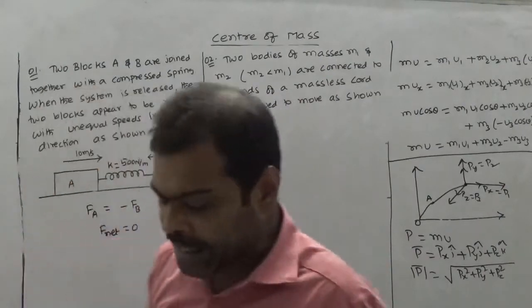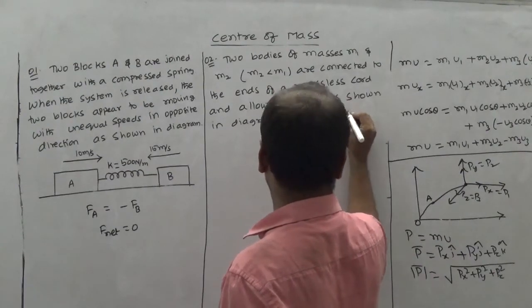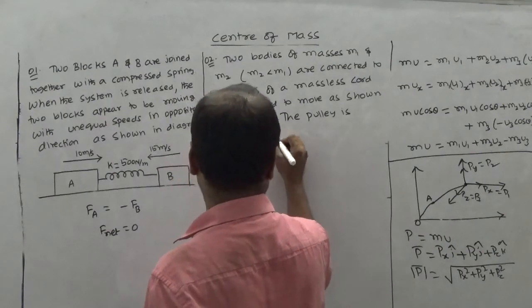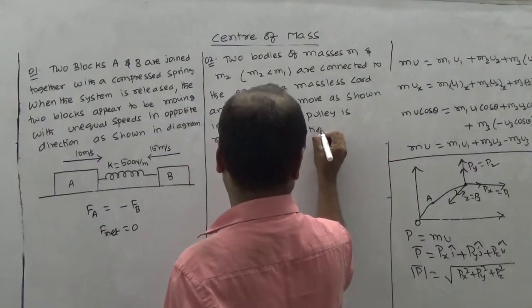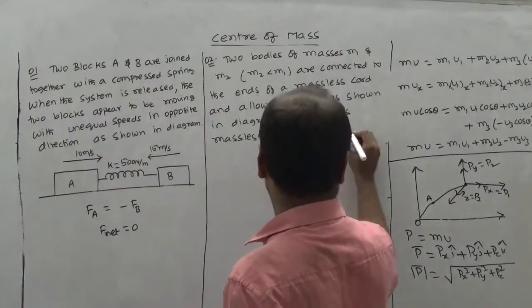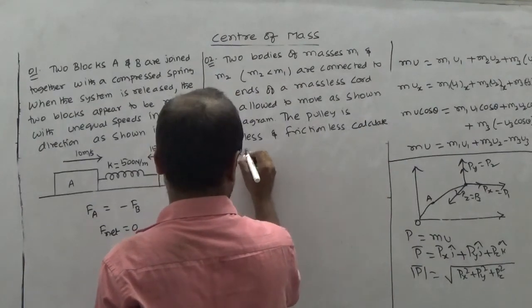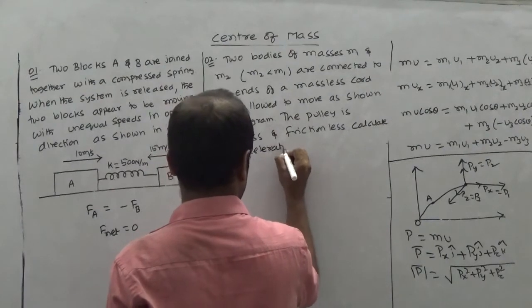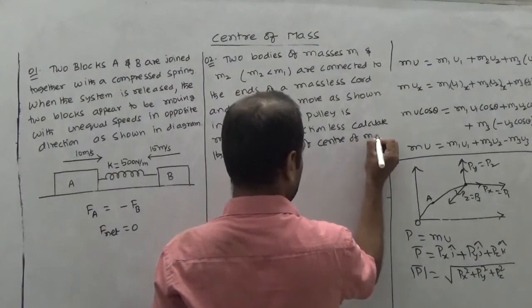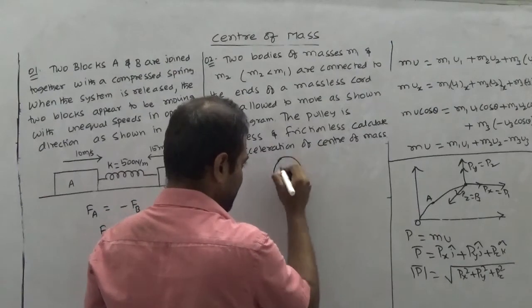The pulley is massless and frictionless. Calculate the acceleration of center of mass. That is, the diagram will be there, you can see the diagram.